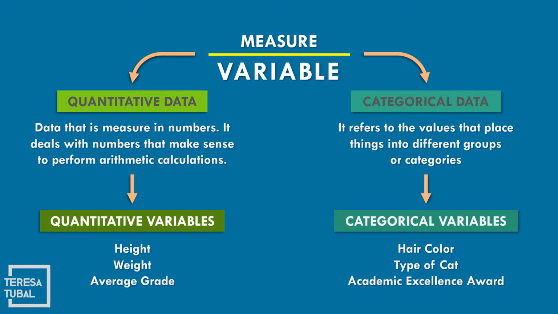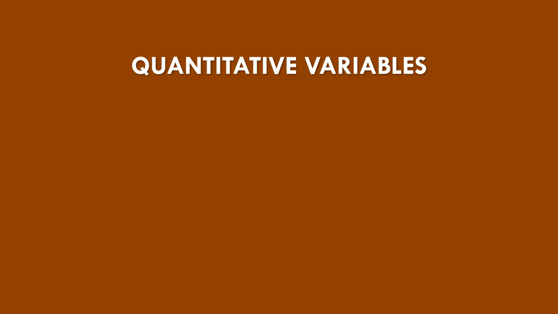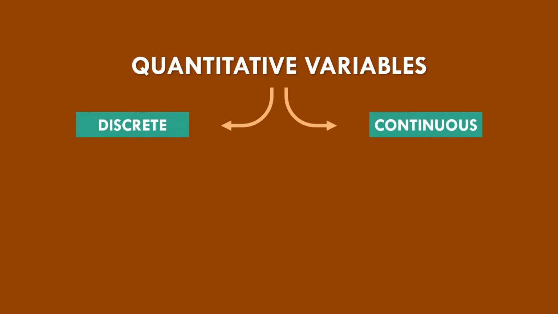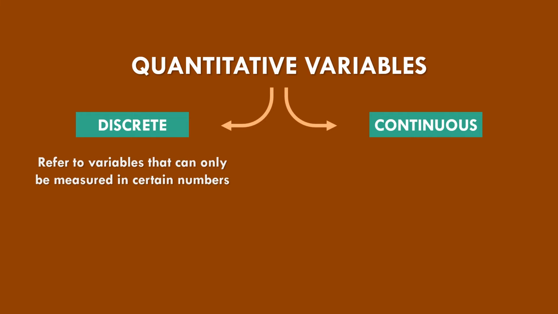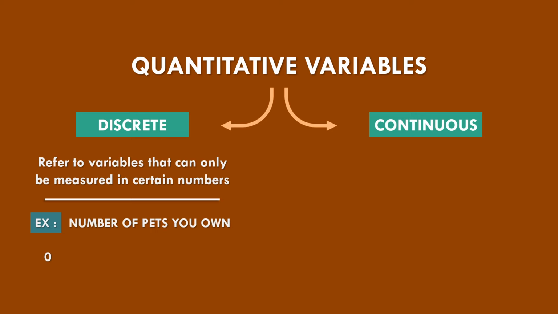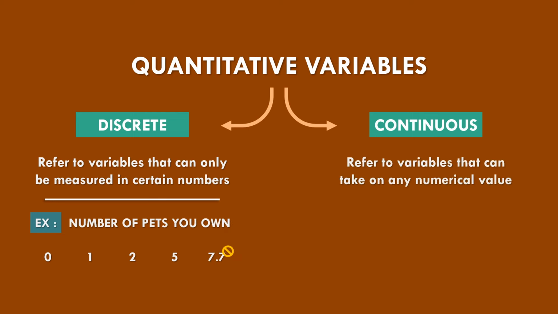How about quantitative variables? There are two types of quantitative variables. First, that is discrete. Second, that is continuous. Discrete refers to variables that can only be measured in certain numbers. Example of discrete, that is the number of pets you own. Maybe you have 0, 1, 2, 5, but not 7.7 pets. That is not possible.